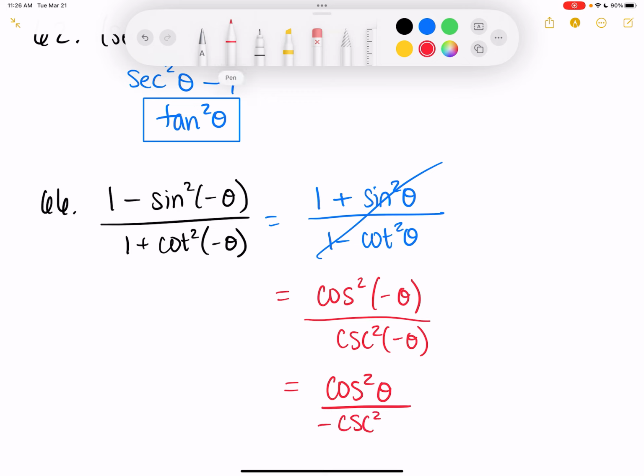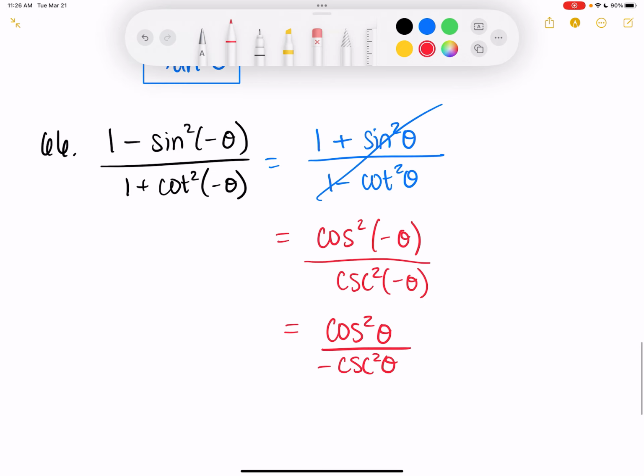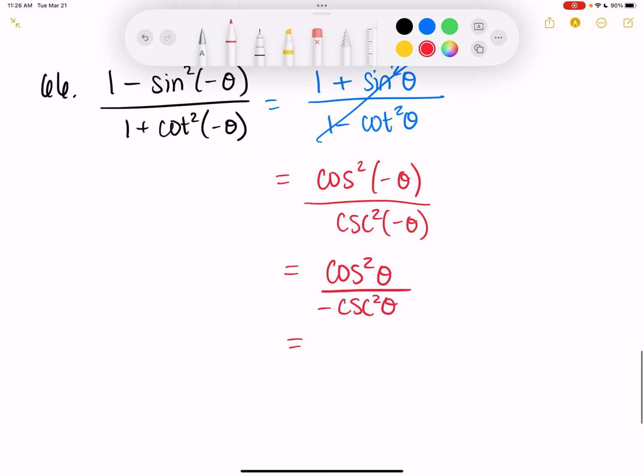My goodness, it's not working. So then it'd be cosine squared over 1 over sine squared. I would probably just leave it here. I'd probably just stop here. It's not really going to get you any more simplified by doing anything else. So I would say just leave it.